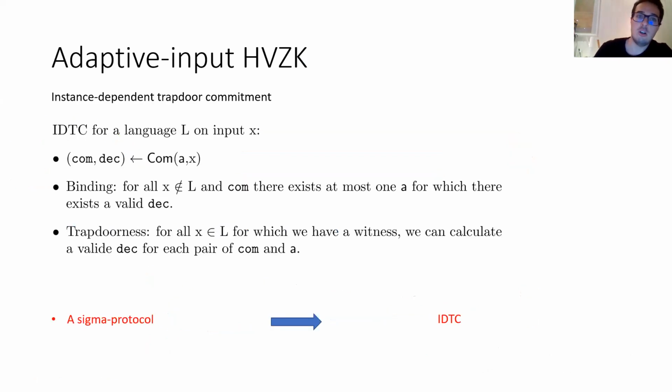Also, for our compiler, we need a commitment scheme called instance-dependent trapdoor commitment, or IDTC, which is a commitment scheme associated to a language L. There is a commitment algorithm that takes as input the message to commit A and an element X, and outputs a valid pair of commitment and decommitment. Moreover, if X is not in L, then the commitment is binding, in the classical sense that for each X not in L and commitment, there exists at most one message A for which it is possible to compute a valid decommitment. Instead, if X is in L and we have a witness for that, we can compute a valid decommitment from each pair of commitment and first message. And we already knew that if there exists a sigma protocol for the language L, then there exists an IDTC associated to the language L.